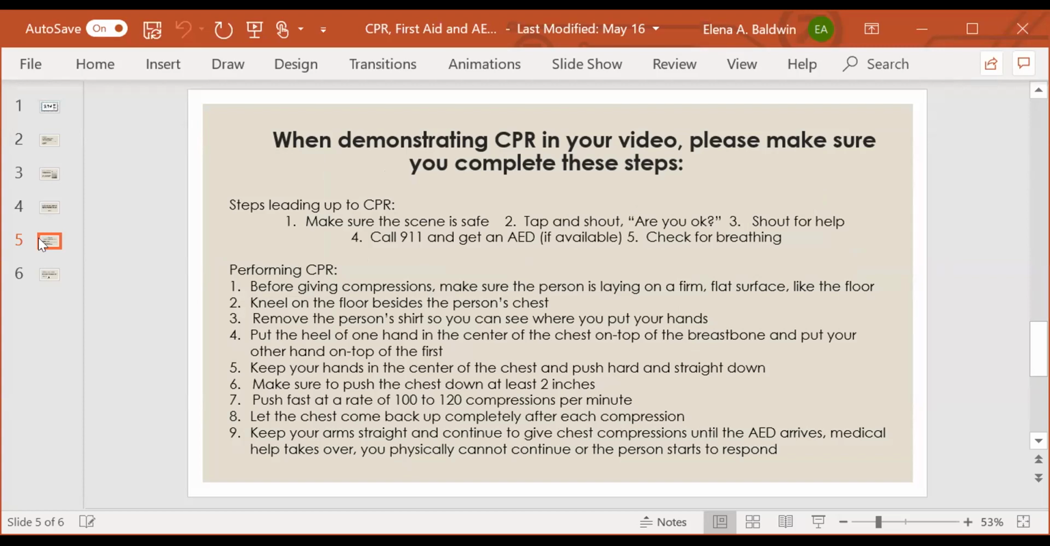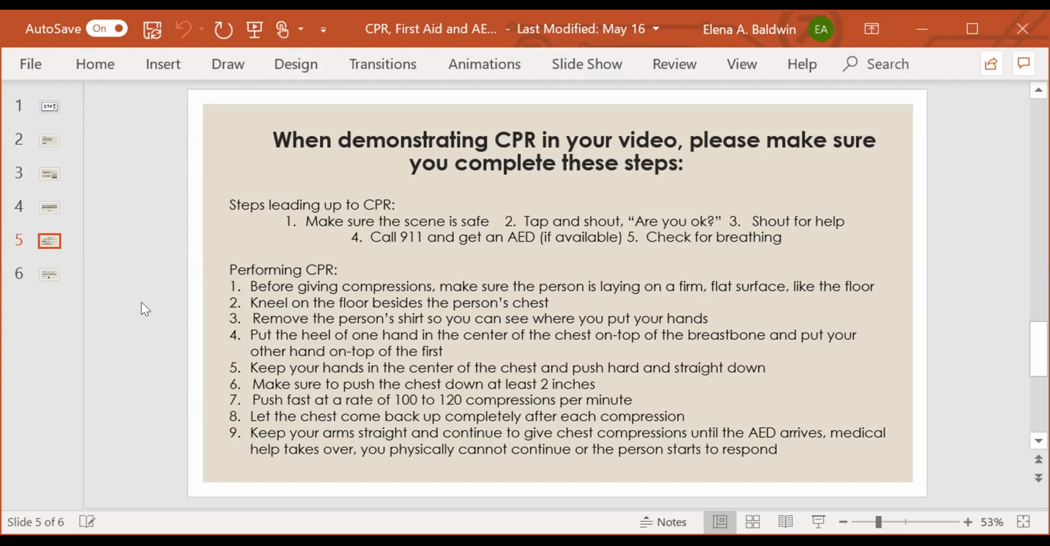Performing CPR. Before giving compressions, make sure the person is laying on a firm, flat surface, like the floor. Kneel on the floor beside the person's chest. Remove the person's shirt so you can see where you put your hands. Put the heel of one hand in the center of the chest on top of the breastbone and put your other hand on top of the first. Keep your hands in the center of the chest and push hard and straight down.